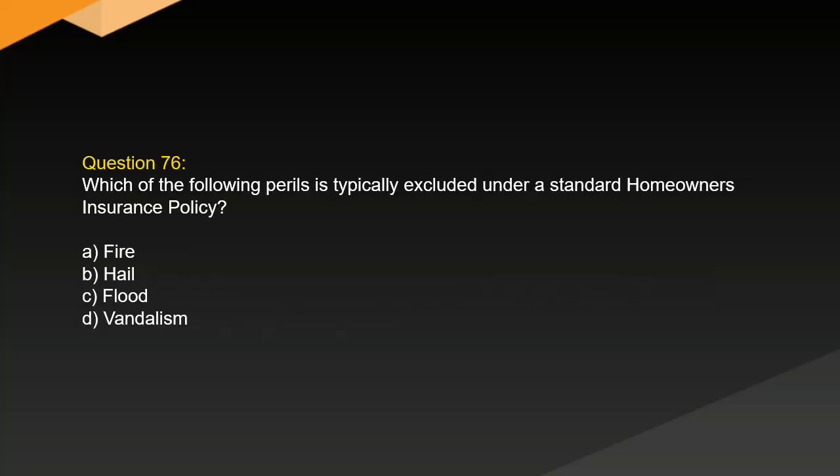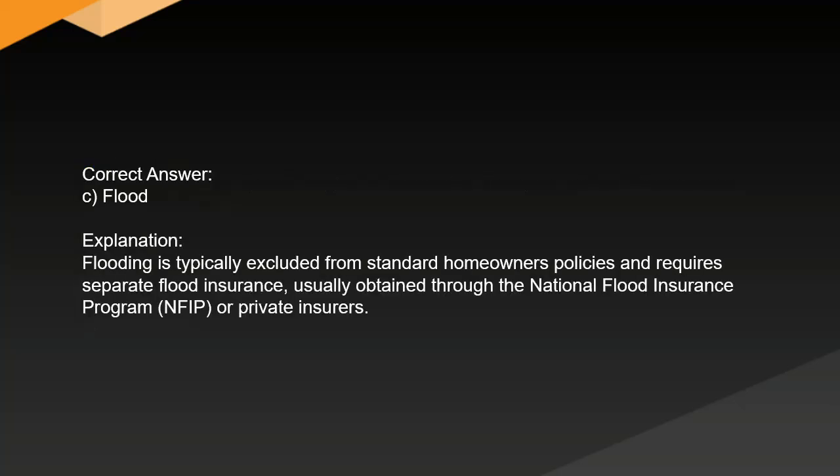Question 76. Which of the following perils is typically excluded under a standard homeowner's insurance policy? A. Fire. B. Hail. C. Flood. D. Vandalism. Correct answer: C. Flood. Explanation: Flooding is typically excluded from standard homeowners policies and requires separate flood insurance, usually obtained through the National Flood Insurance Program, NFIP, or private insurers.